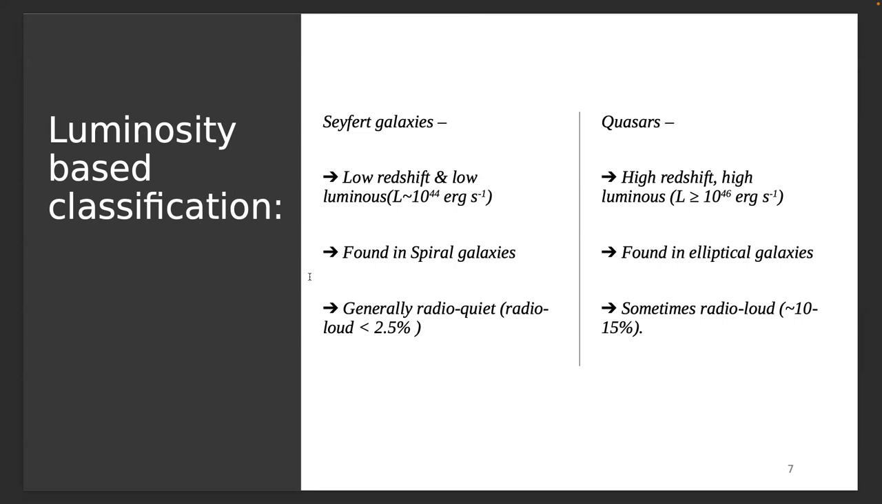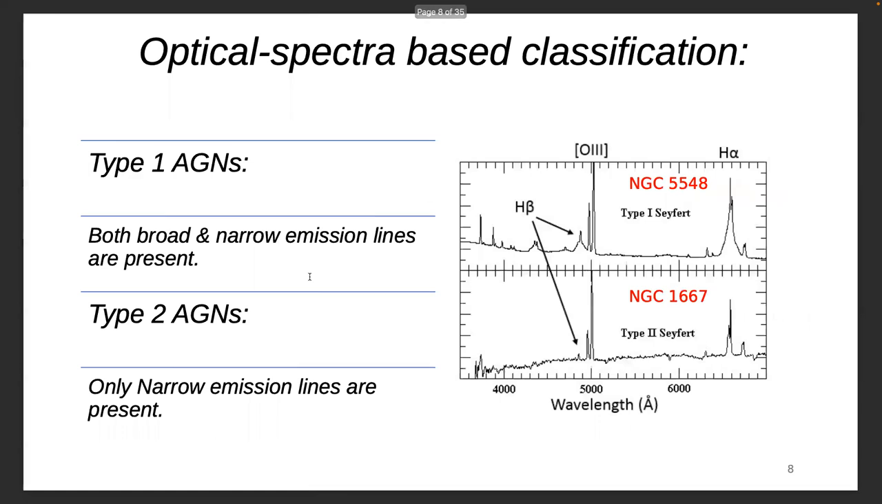Now quasars, on the other hand, are more luminous, and they are found at high redshift, and their luminosity most of the time is almost 100 times greater than normal galaxies. So as you can see here, it's greater than 10 to the 46 ergs per second. Now, Seyfert galaxies are usually found in spiral galaxies and quasars in elliptical galaxies. And usually, as I previously mentioned, Seyferts are radio quiet, not radio loud. And quasars are relatively more radio loud compared to Seyfert galaxies, about 15 to 20% of the time.